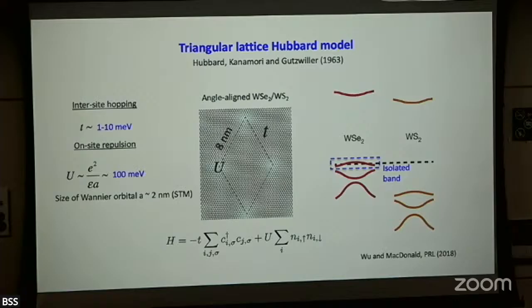So this is a first step. And how large this U is, we can estimate from the size of a Wannier orbital. In this case, about 2 nanometers. That means the on-site Coulomb interaction is on the order of 100 meV. And this 2 nanometer size has also been verified by STM measurements, so you see how large the Wannier orbital is.